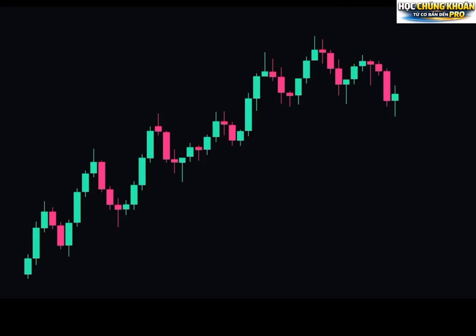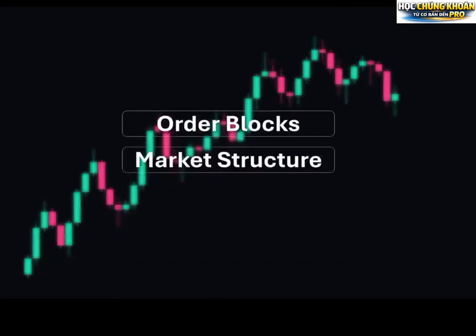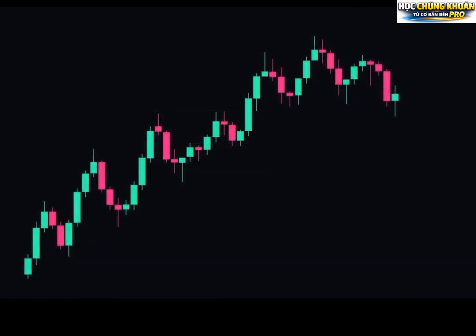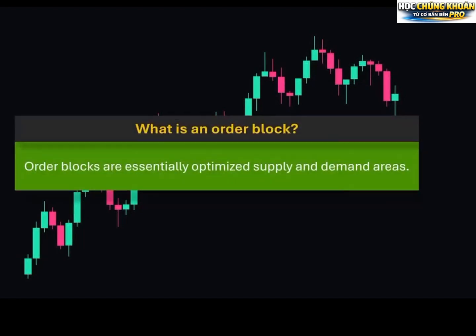Before we start explaining the trading plan, we need to go over a few key concepts about order blocks and market structure, as we'll be using them later in the strategy. Let's begin with the basics. What is an order block?